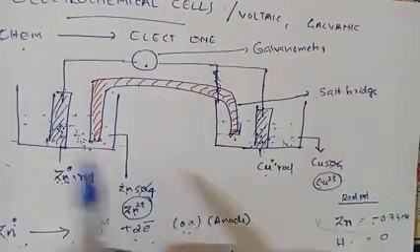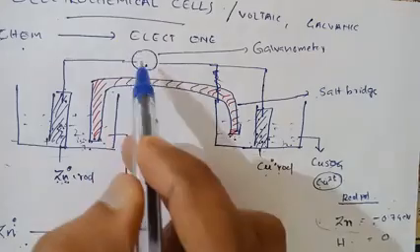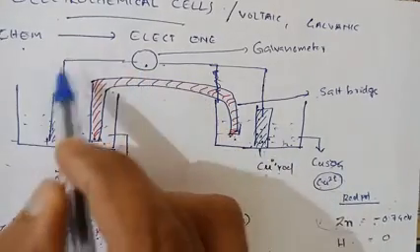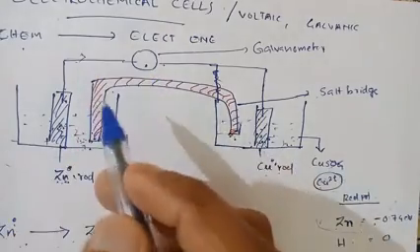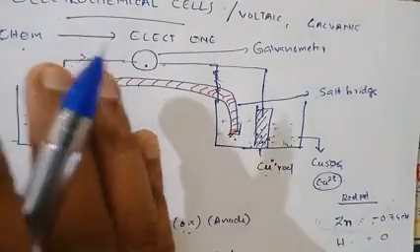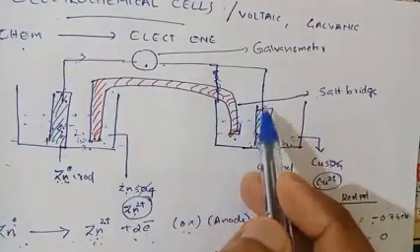Clear? So what happens to the electrons here? Electrons from zinc will move to the copper through this galvanometer. Movement of electrons is called electric current. What is meant by an electric current? The movement of electrons from one area to another area is called electric current. So here movement of electrons is taking place.